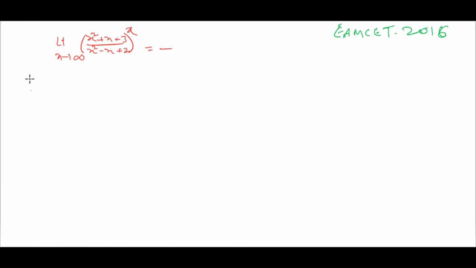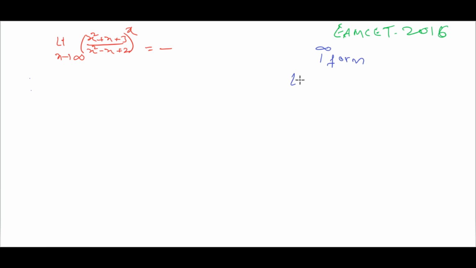Friends, this problem is from EAMCET 2016. Here is given limit x tends to infinity, (x square plus x plus 3 by x square minus x plus 2) whole to the power of x. Substituting x tends to infinity, the x square coefficient is 1 and the x square coefficient is 1, that is 1 by 1 power infinity. This is 1 power infinity form.